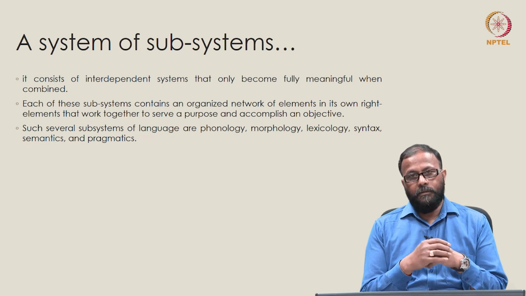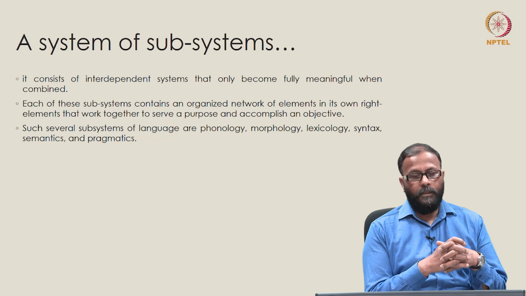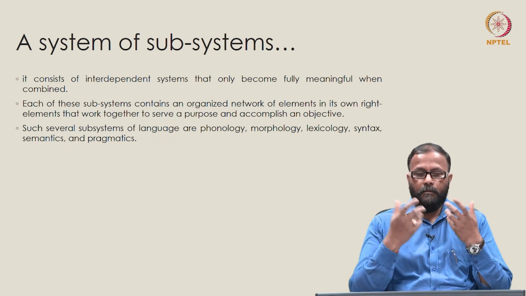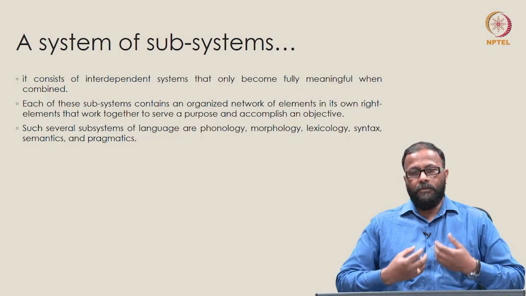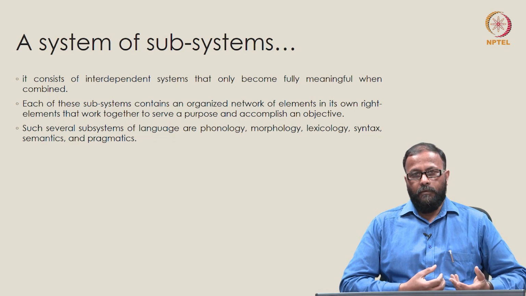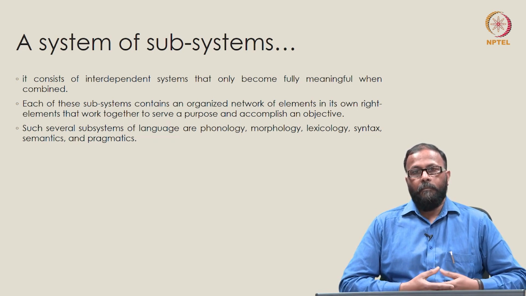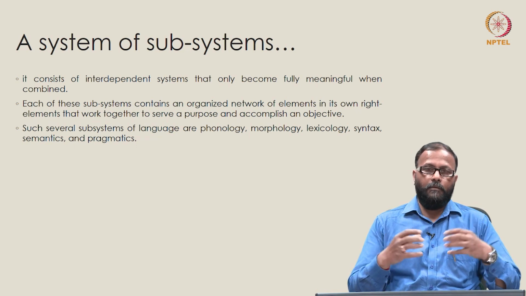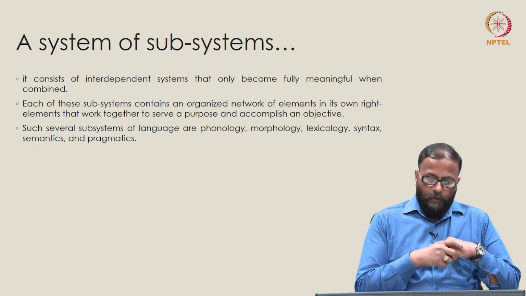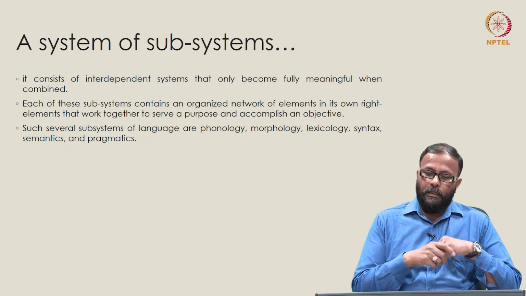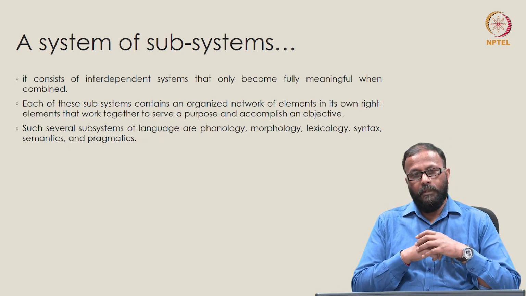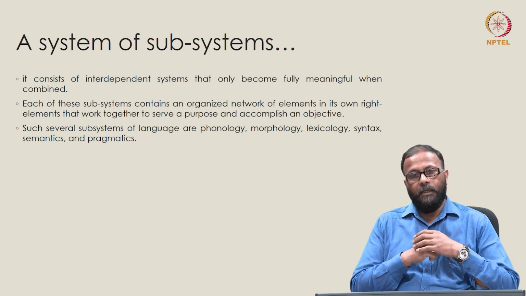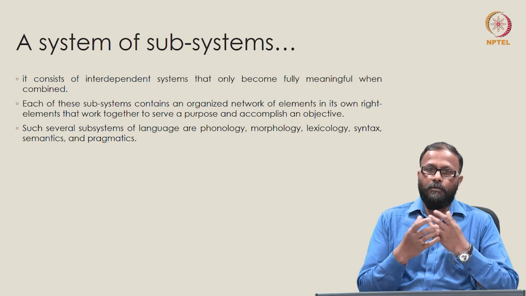It consists of interdependent systems that only become fully meaningful when they are combined. Imagine if there is any deficiency in any of the systems in our anatomy, right? We are sick, we are ill, the system does not function properly. So all these subsystems of a language are interdependent, symbiotic, and they function in perfect harmony, right? Then only do you get a language as a solid single system. Each of these subsystems contains an organized network of elements in its own right that work together to serve a purpose and accomplish an objective called communication or interaction or socialization, right?